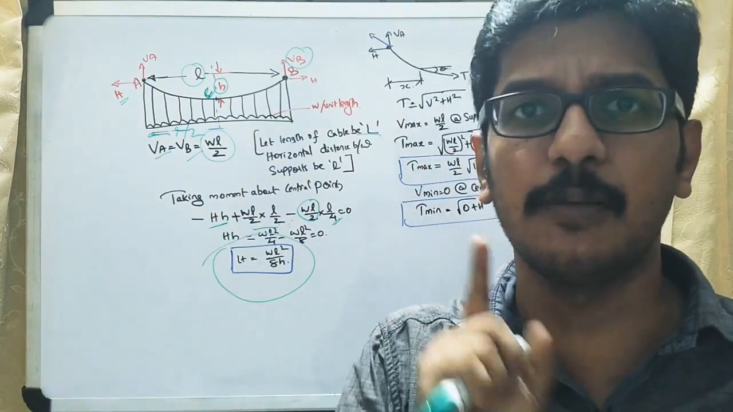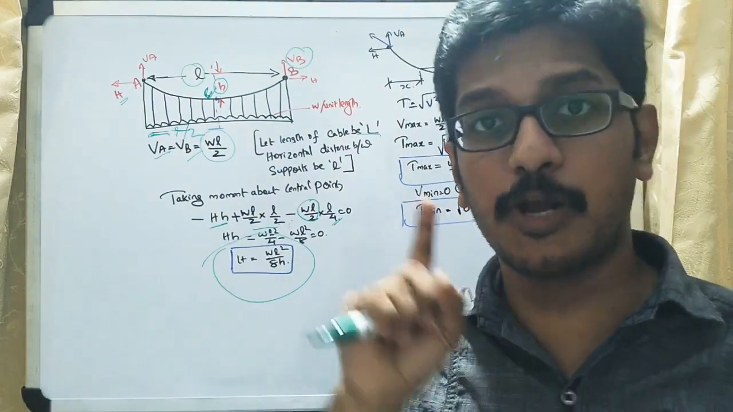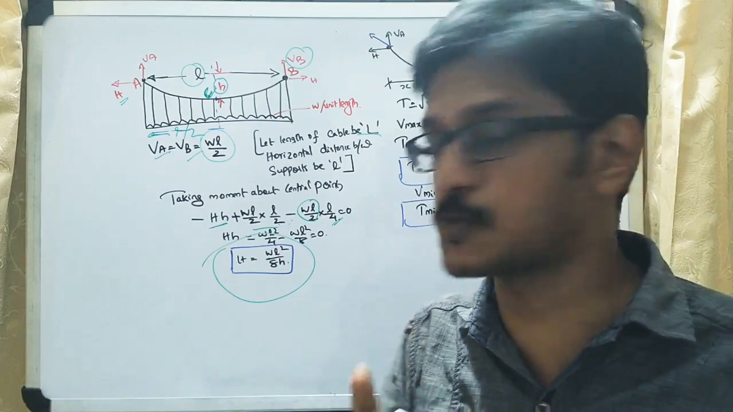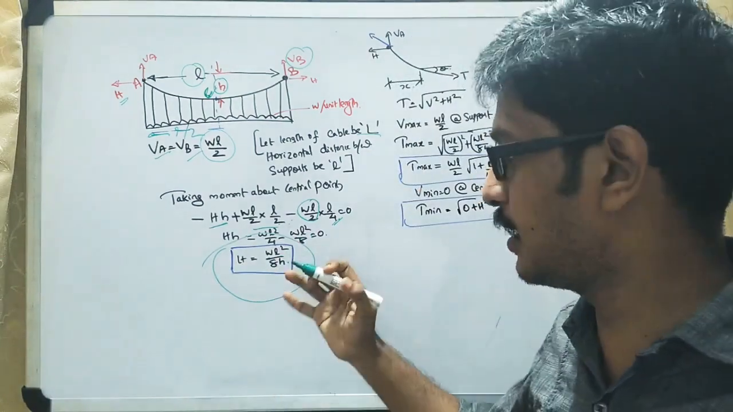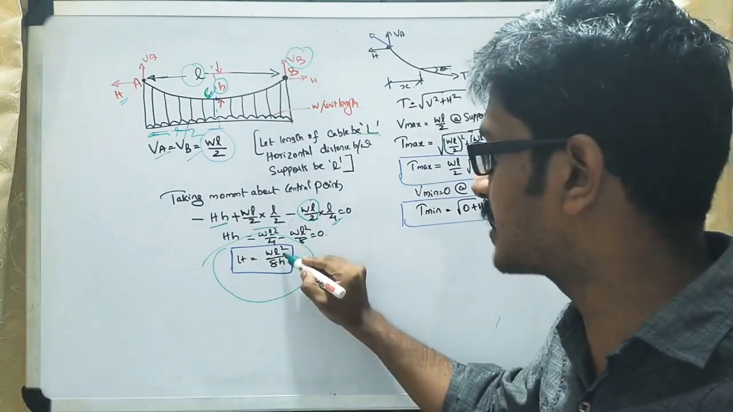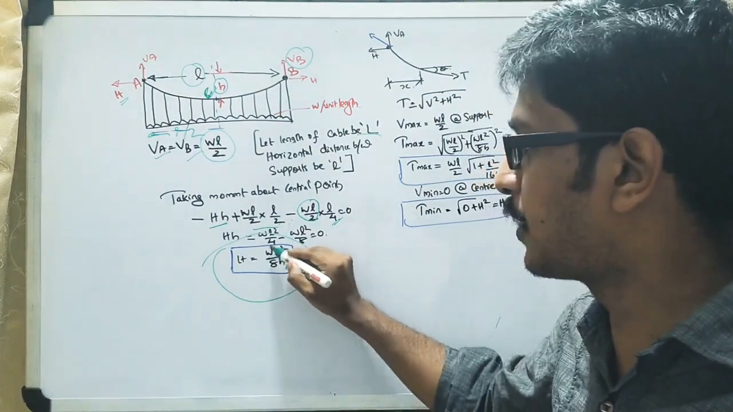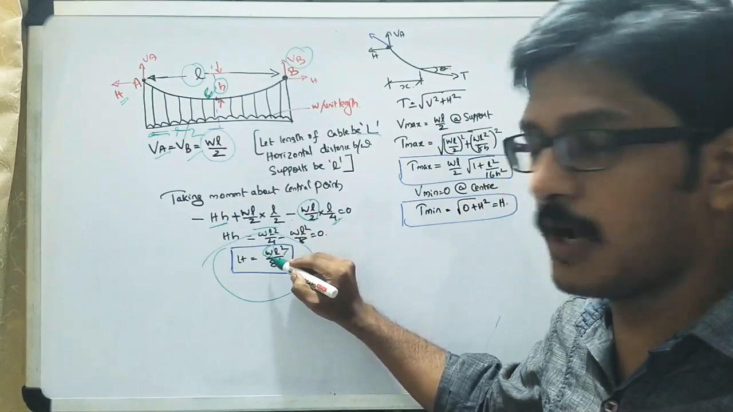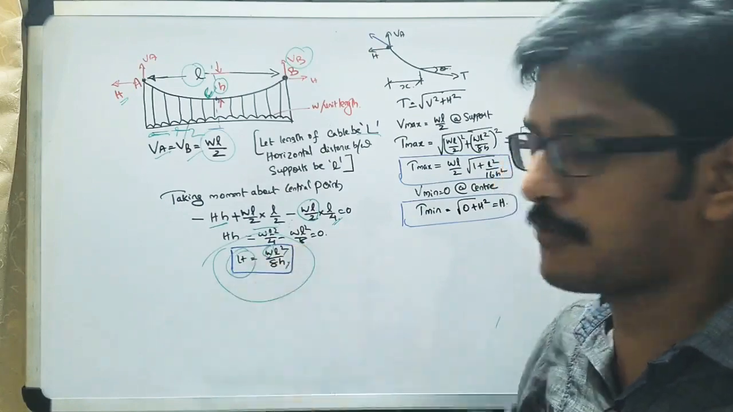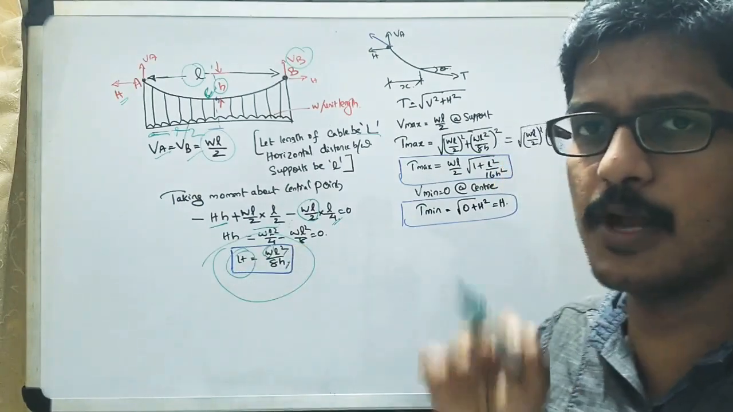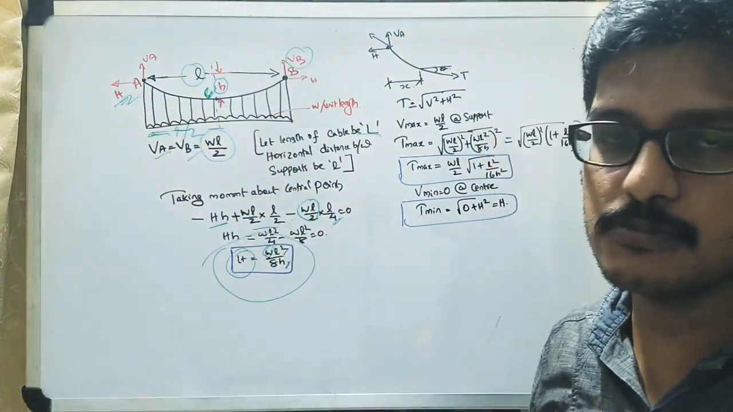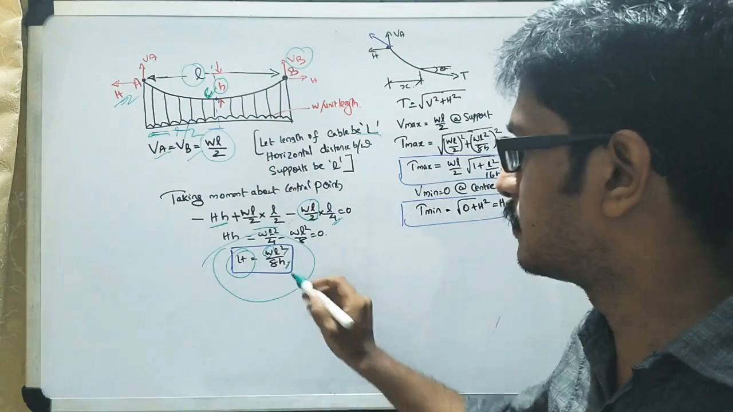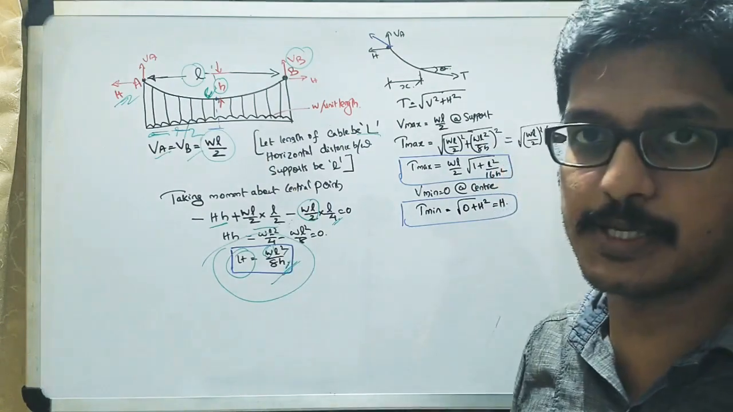This value is very important. For any exams, like PSC exams, you have to learn this value by heart. If the span small l, the dip and the W value are given, then you can find the horizontal thrust easily. So WL square by 8h is the horizontal thrust value. I hope you understood how we found this WL square by 8h.